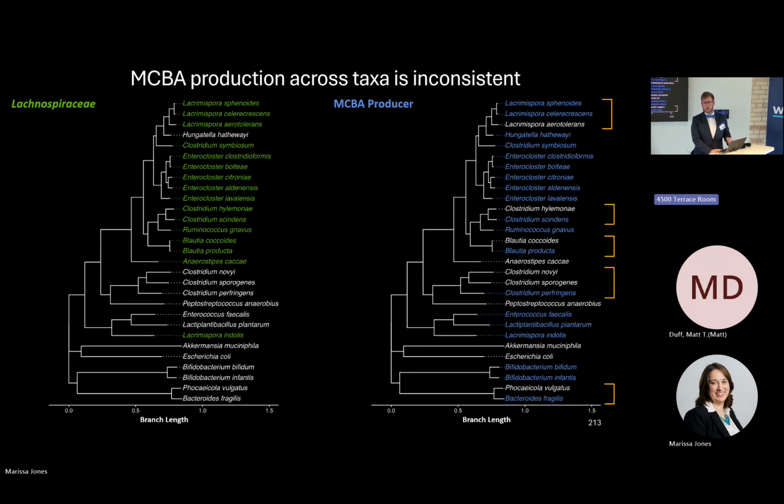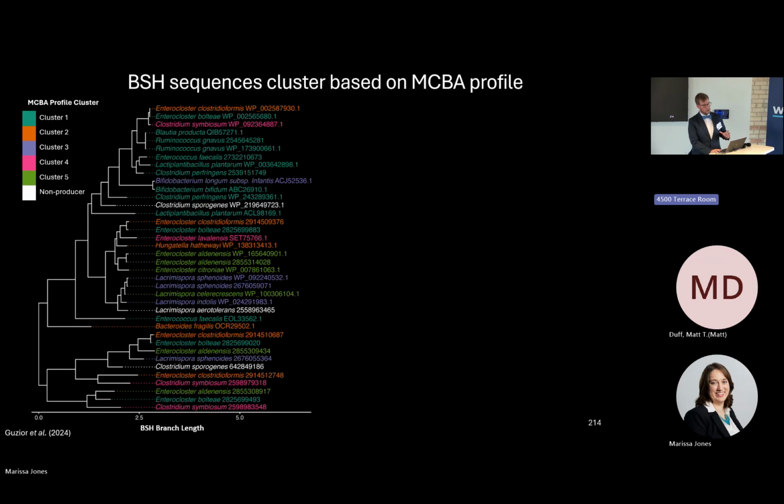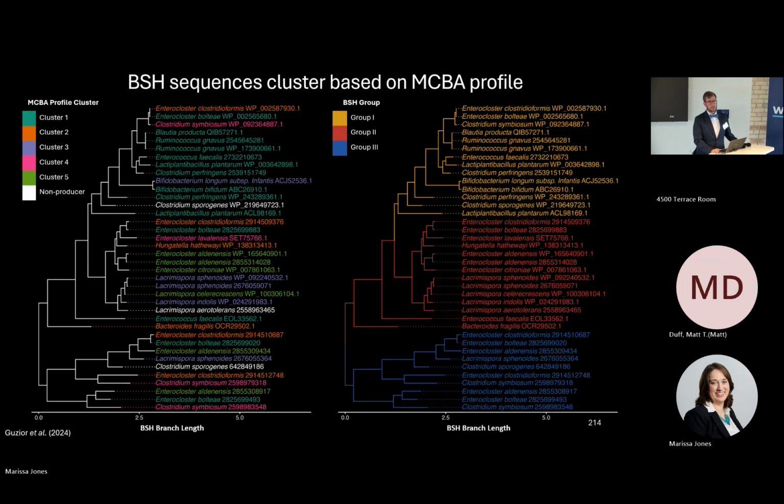So we already covered that production across microbial taxa is somewhat inconsistent. But when we actually look and map the bile salt hydrolase genes present on these microbes, and then map based on the actual producer group, so again, the lower the number, the better the MCBA producer, we can see that there are 3 distinct clades that form.